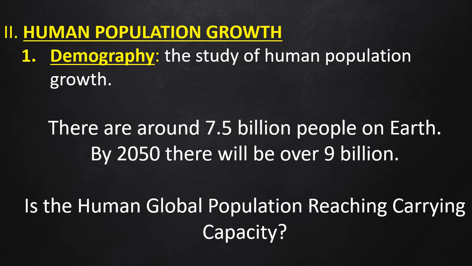Now let's apply population biology to human population. Demography is the study of human population growth. There are around 7.5 billion people on Earth right now. By the year 2050, it is projected that there will be over 9 billion. The question is, is the human population reaching carrying capacity?